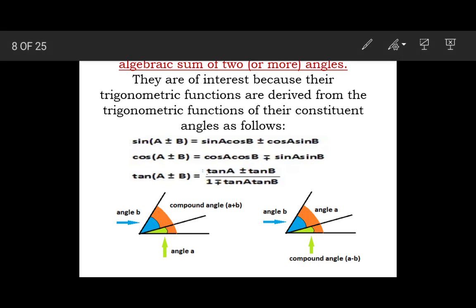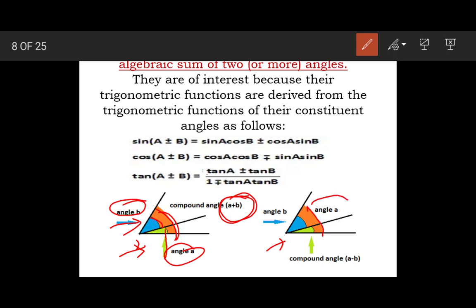Okay, so see in the diagram. In the first diagram, this green part is an angle A, this blue part is an angle B. And the compound angle will be A plus B. This whole angle will be A plus B. In the second diagram, this orange part is an angle A. This whole angle is known as angle A. This blue part is an angle B, and I am interested in the compound angle, meaning A minus B. So orange minus blue. I am interested in this green part.